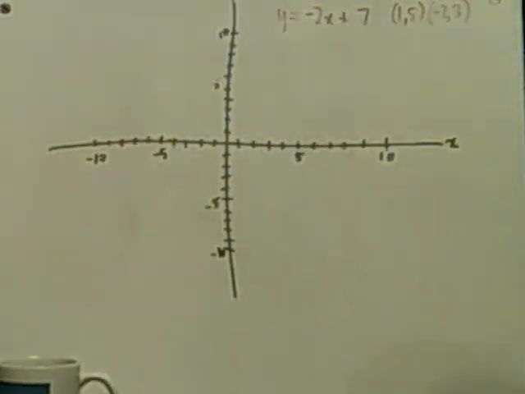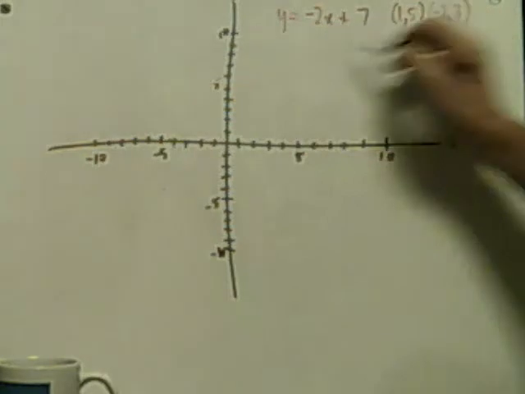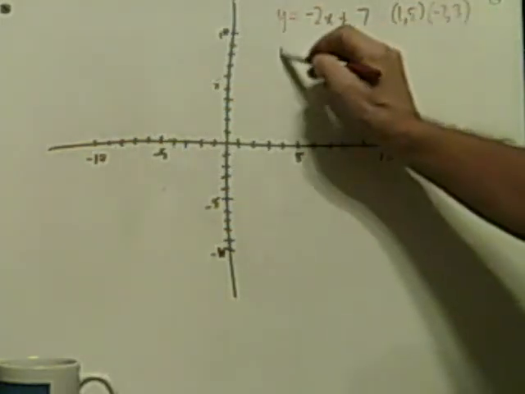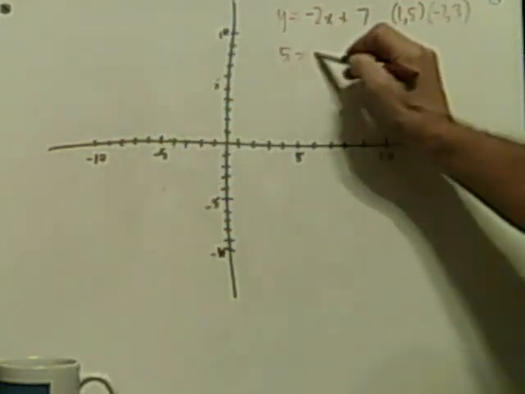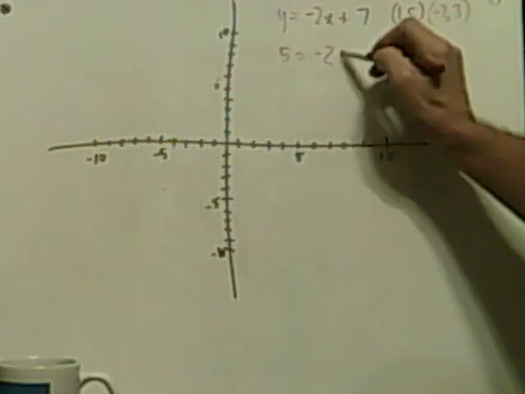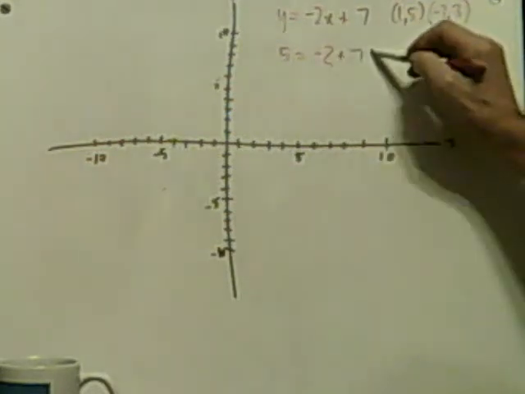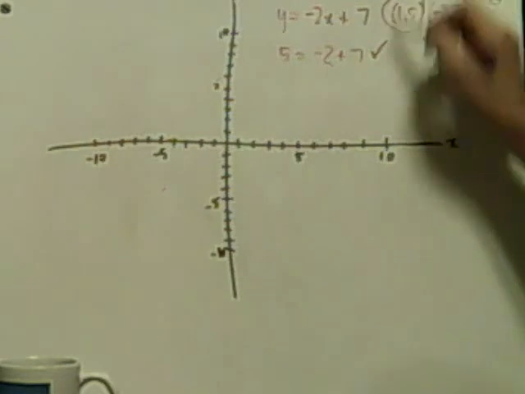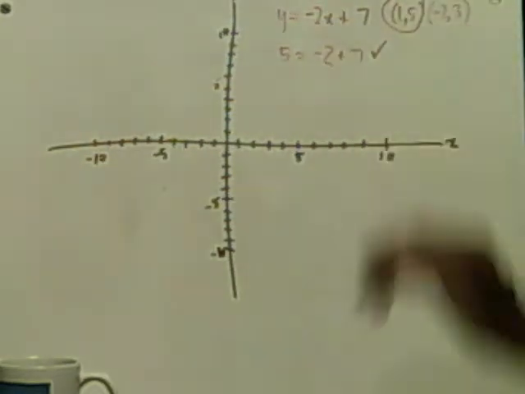Well, the way we're going to do this is by simply plugging it in. So for the first case, we're going to plug in 5 for y and 1 for x. So this is negative 2 plus 7. And that's going to give a check. That's correct. 5 is equal to negative 2 plus 7.